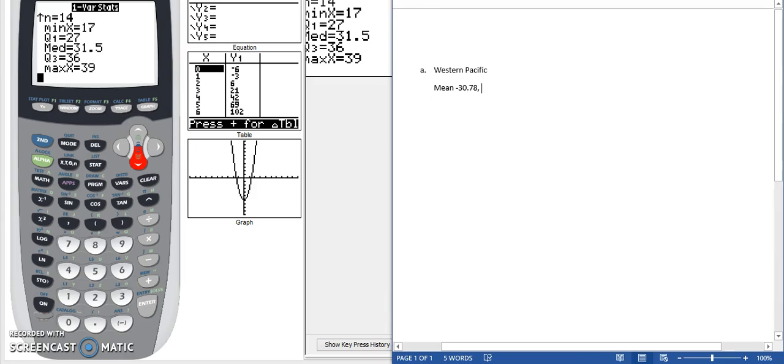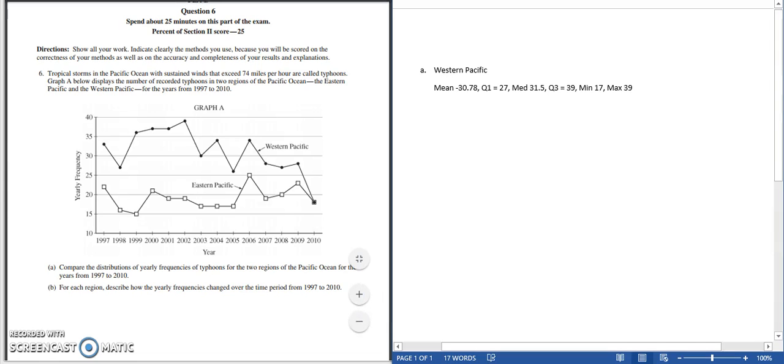Quartile 1 is 27. Median is 31.5. And quartile 3 equals 39. Min is 17 and max is 39. The same thing for Eastern Pacific. It is Eastern Pacific.